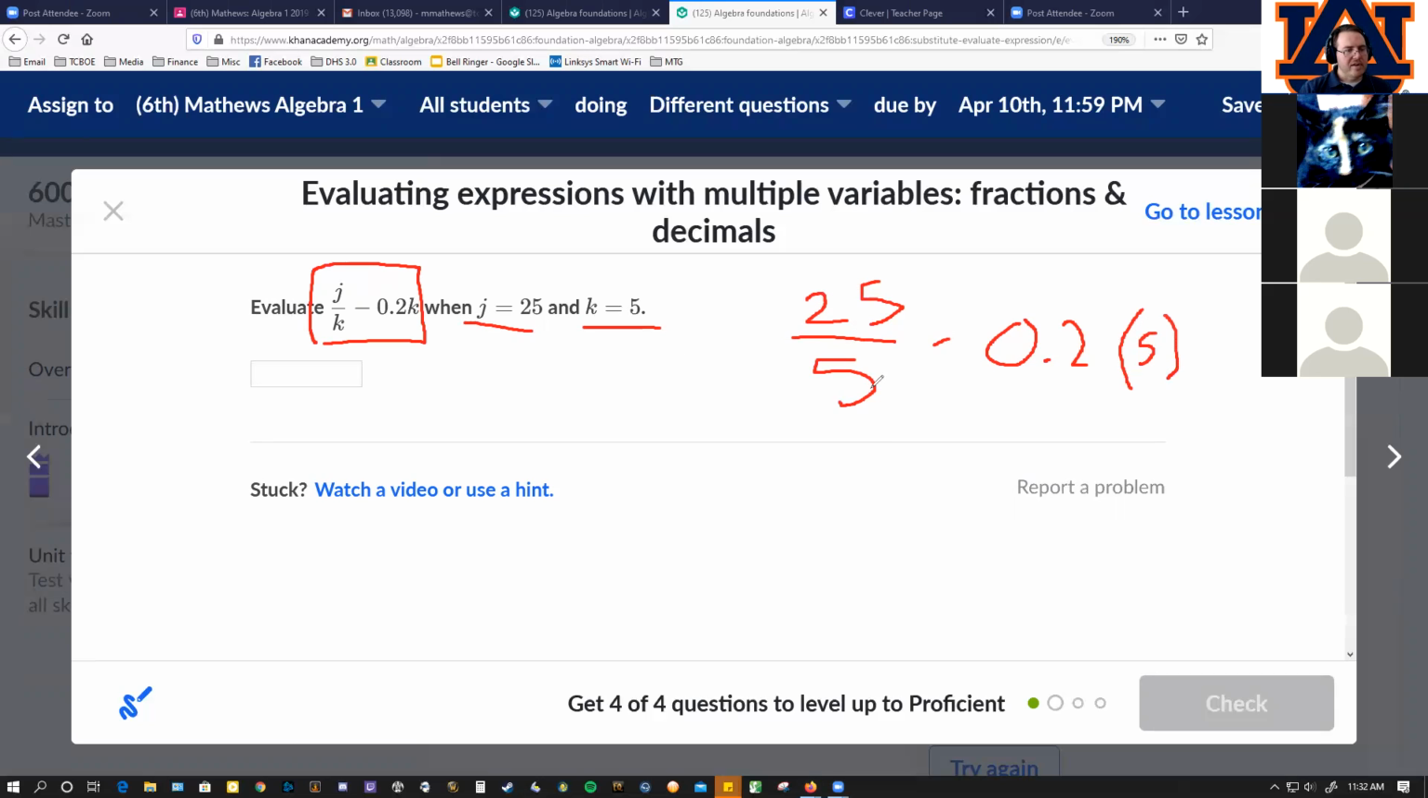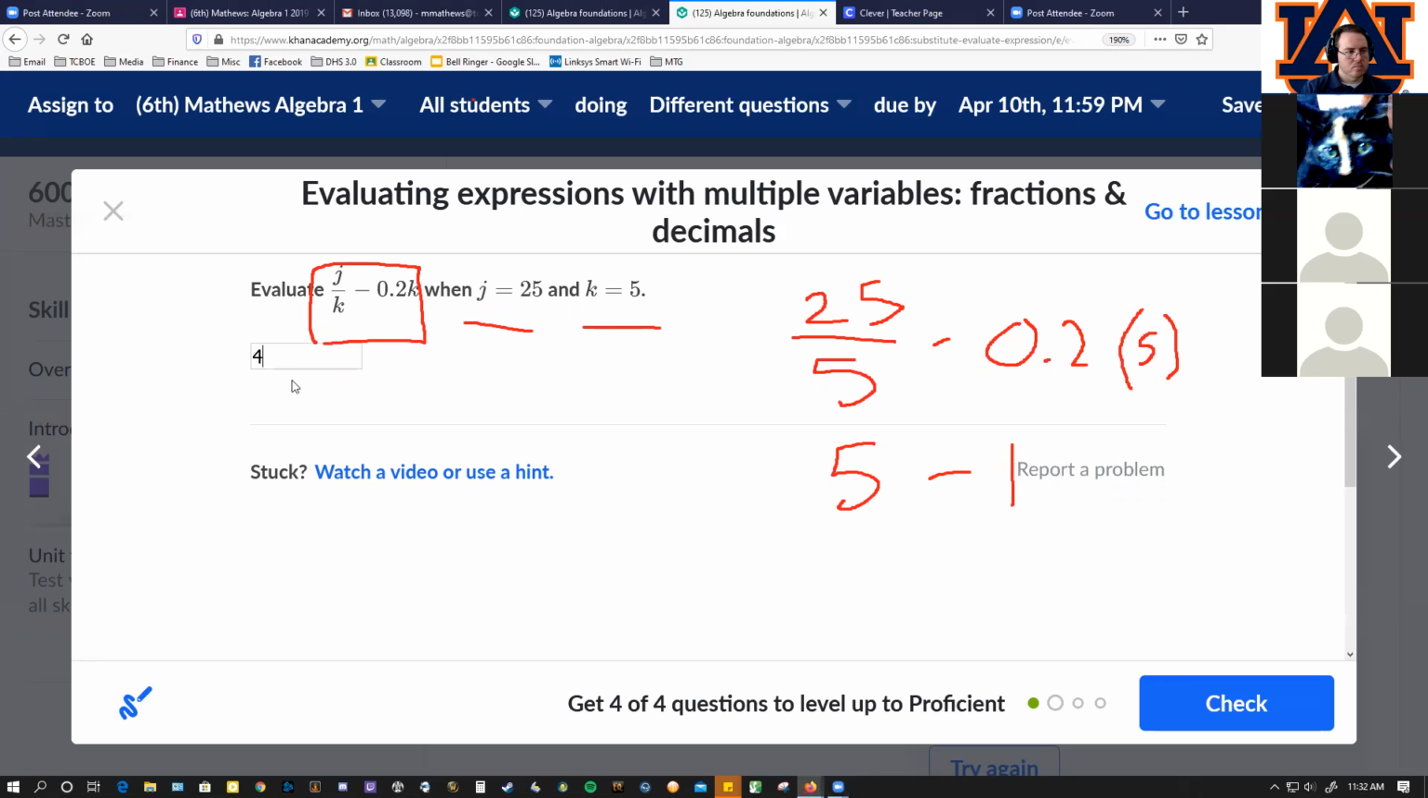So, okay, 25 divided by 5 is 5. And 2/10 times 5 would be 1. 2 times 5 is 10, place value jumps. Okay, so it would be 1. So the answer should be 4. Sweet.